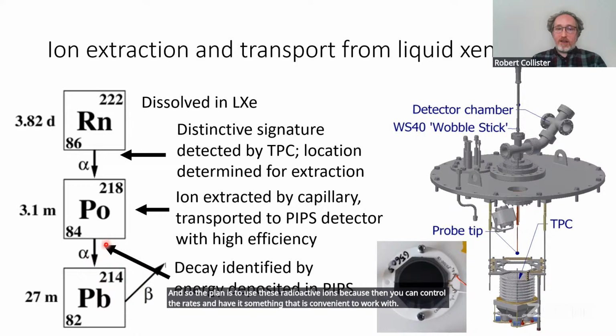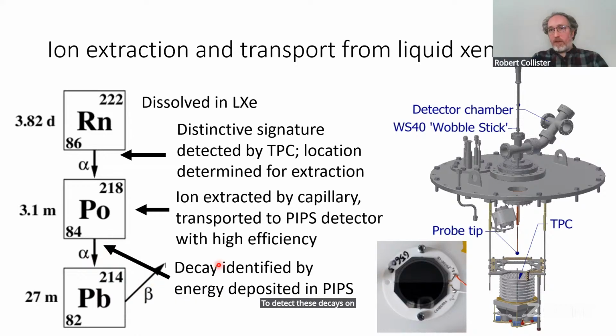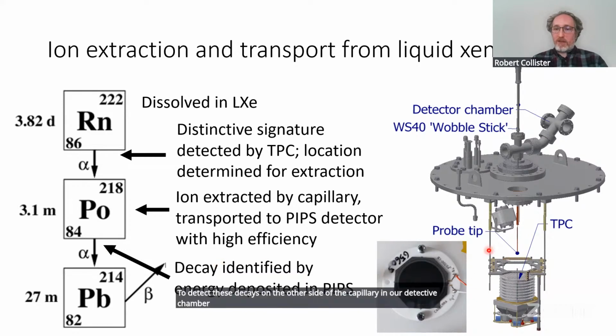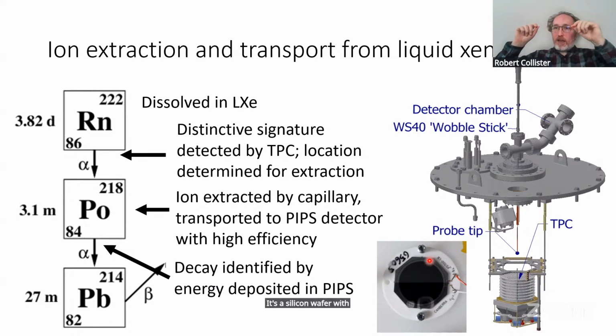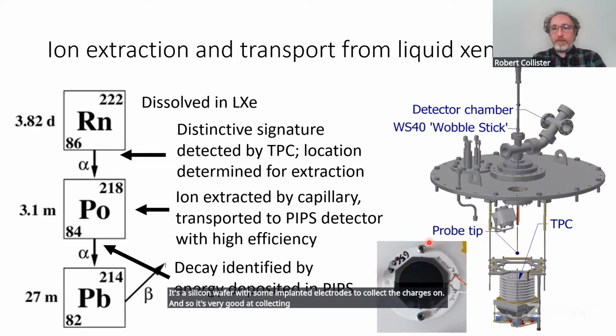To detect these decays on the other side of the capillary, in our detection chamber, we have one of these passivated implanted planar silicon detectors, the PIPs. It's a silicon wafer with some implanted electrodes to collect the charges on, and so it's very good at collecting alpha decay energies.